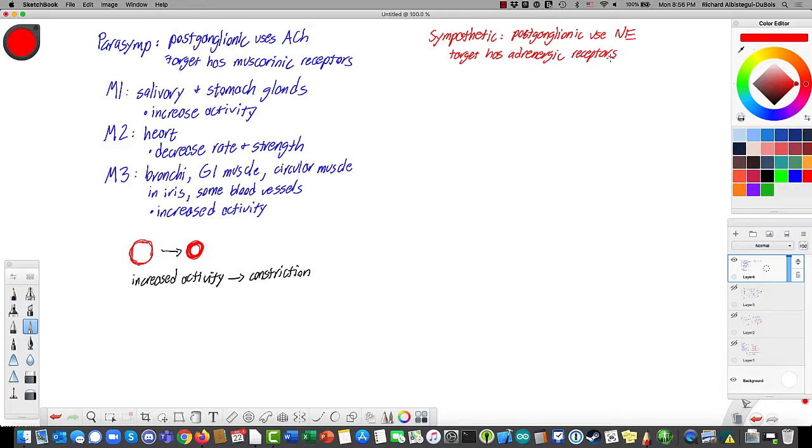So we're going to talk about 4 different adrenergic receptors. Alpha 1 receptors respond best to norepinephrine. And I should explain that here. There's another chemical that these adrenergic receptors will respond to, which is called epinephrine, which is also known as adrenaline.